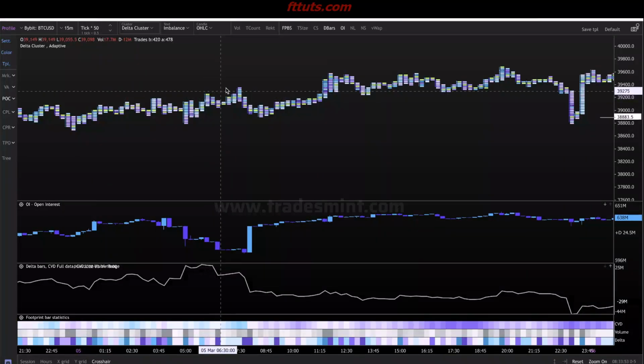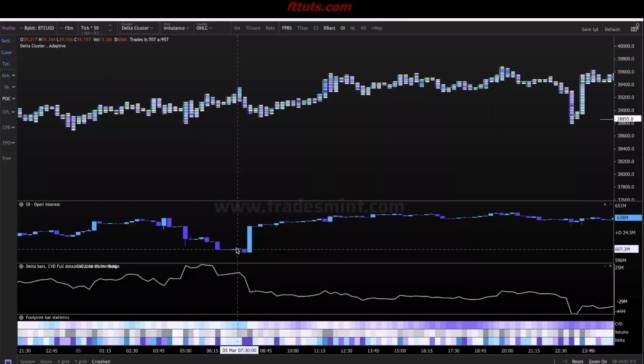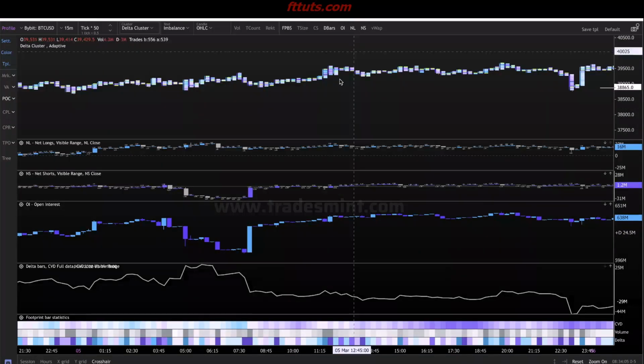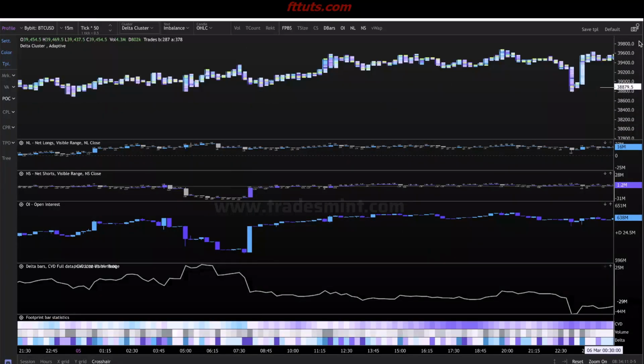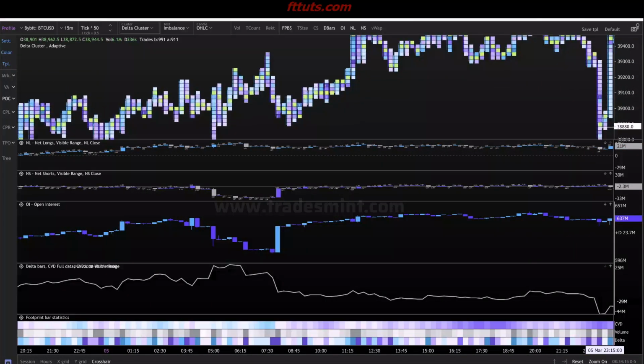I mean, here is some lack of participation right here, right? We could see price is getting higher, CVD is getting lower with a decrease in open interest. Then all of a sudden, what happens? Look what happens here. All of a sudden, we drop a little bit, right? And this is over the course of 45 minutes to an hour that we come down from the price of about 39,300 down to 38,875.